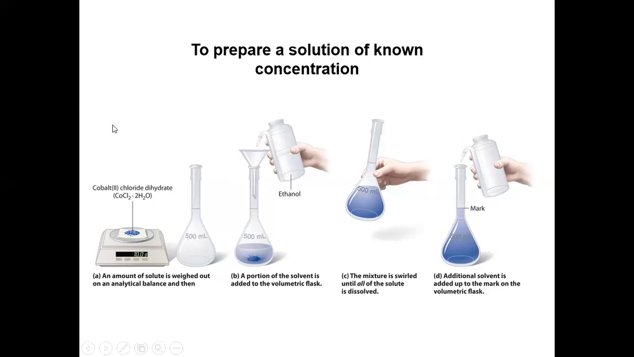So we have here cobalt chloride hexahydrate. So this is dihydrate, I'm sorry. So we have cobalt chloride dihydrate, and we want to prepare a solution of this cobalt chloride dihydrate. So first of all, we need to know the molarity, which is moles per liter, right? So then we need to prepare the solution, right?